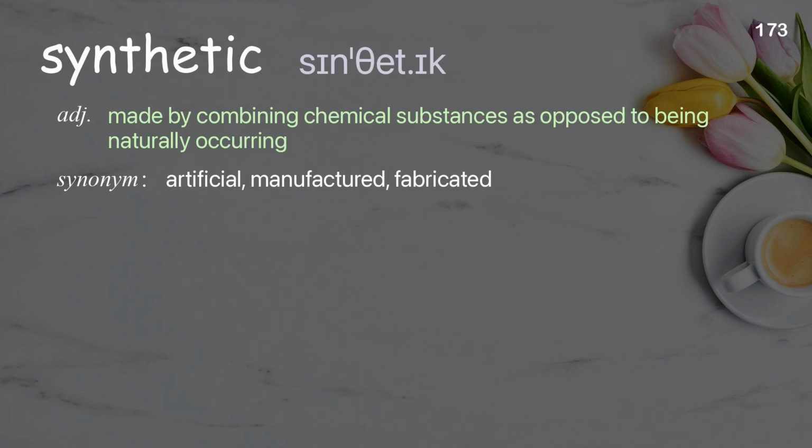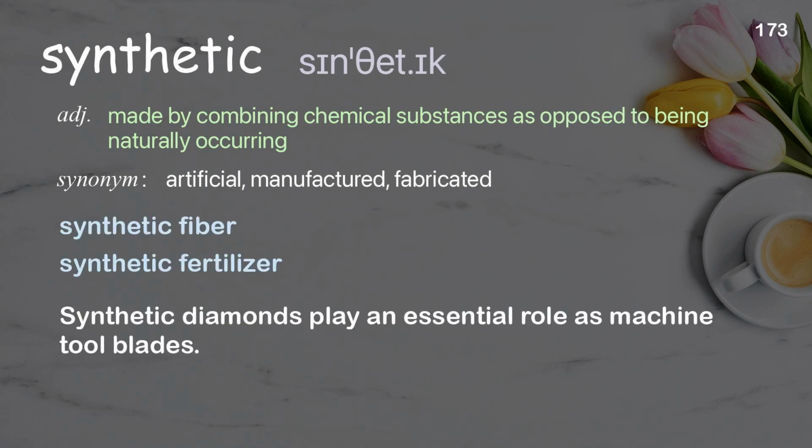Synthetic: Made by combining chemical substances as opposed to being naturally occurring. Examples: Synthetic fiber. Synthetic fertilizer. Synthetic diamonds play an essential role as machine tool blades.